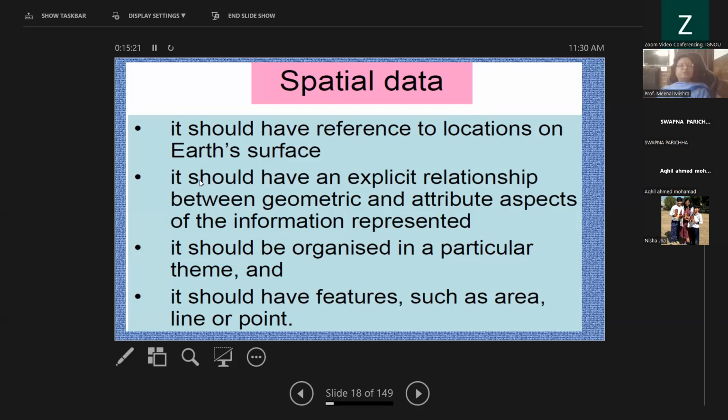When you say spatial, as we discussed before, the word spatial has reference to the location on the earth. It also should have an explicit relation between the geometric and the attribute aspects of the information that is being presented. It should be organized in a particular theme, and it should have features such as area, line, or point. We'll come to that further.